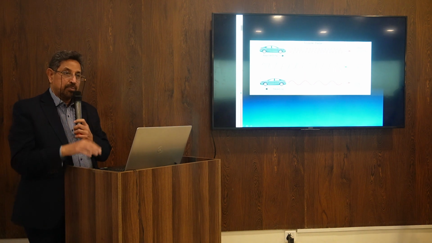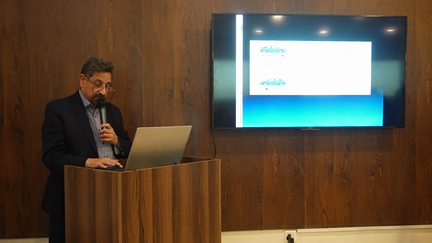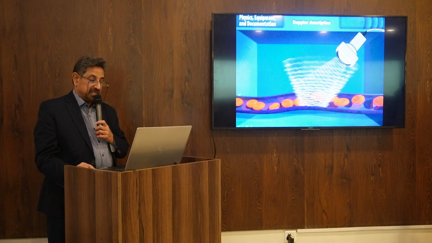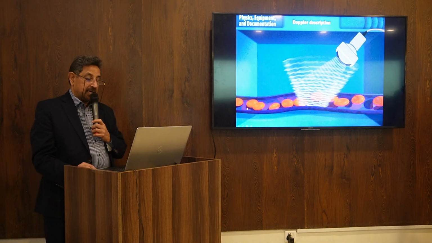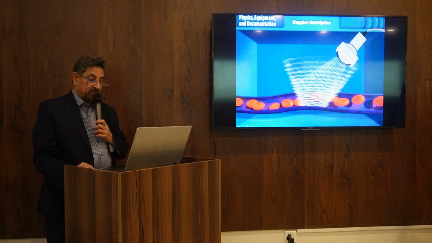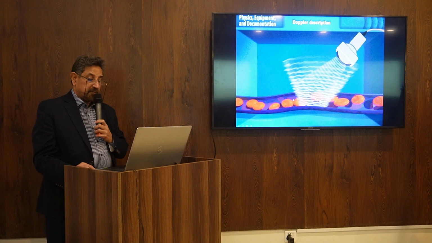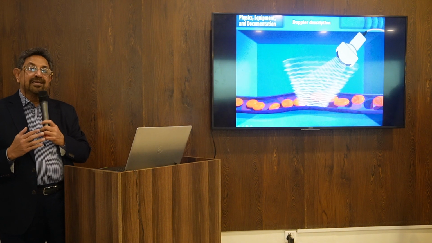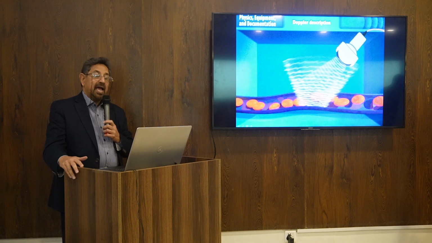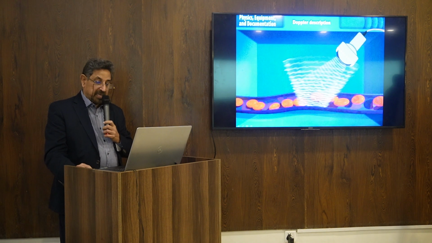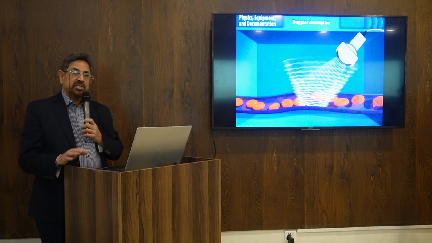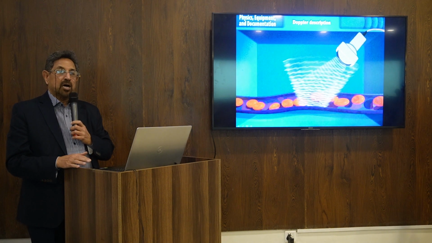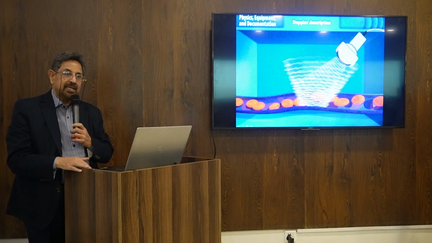If it's moving towards the probe in the ultrasound, I'll come to ultrasound now. This is the ultrasound probe, these are the RBCs. Basically the ultrasound beam is reflected back by these RBCs. If the blood is moving towards the probe, that is a positive Doppler shift. Its frequency will increase. And if it's moving away from the probe, it will be a negative Doppler shift. In the machine setting, it's said that above the baseline is positive, below the baseline is negative.